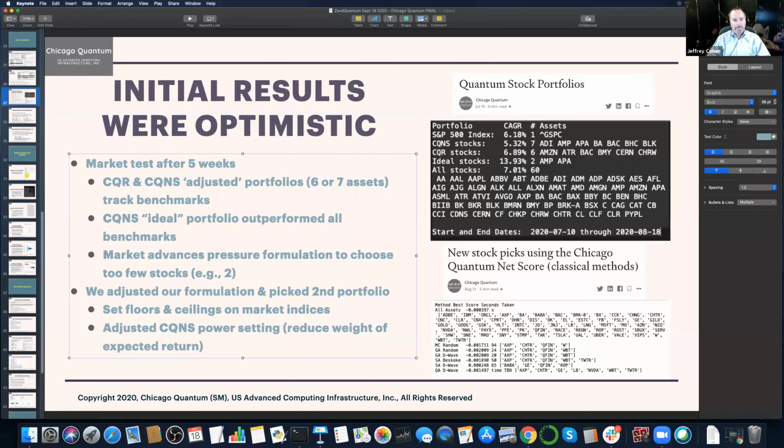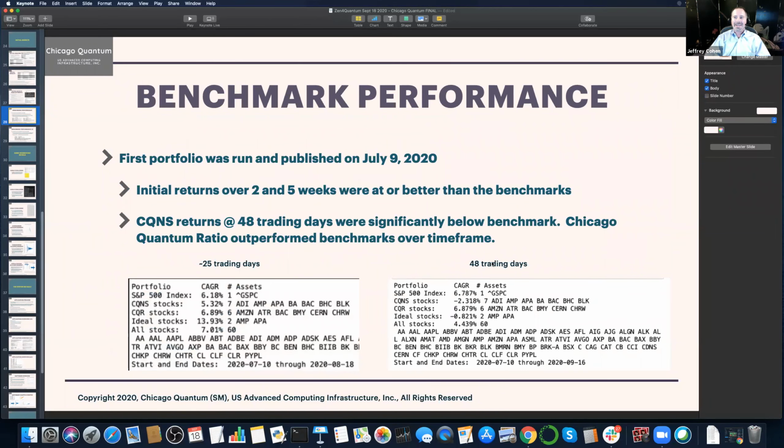But the more the market kept going up, the smaller the portfolio. So state of play, 2 stocks, you really lose any benefit of diversification. And what we found is after 48 trading days, like you said, something happens. The price of oil drops or the CEO says something and it's an anomaly event. And so at 25 days, we look like heroes. At 48 days, the ideal portfolio is down almost 1% versus 4.4% up if you just held all the stocks. And what's interesting is the Chicago quantum ratio, which is a clean proxy of the Sharpe ratio, still beat the market.